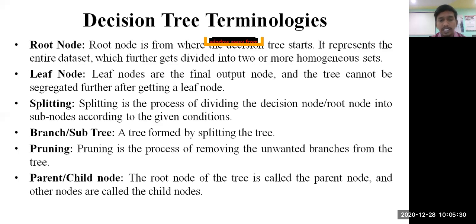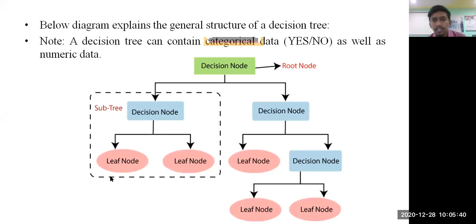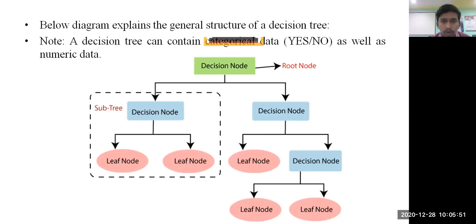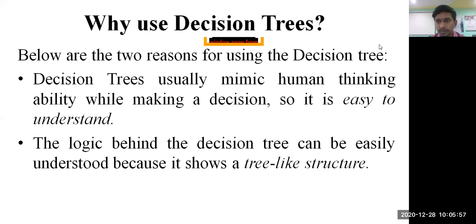The last one is the child node. The root node of the tree is called the parent node, and the other nodes are called the child nodes. Here you can see the top one is called the parent, that is the root node, and the remaining are called the child nodes. That's the terminology about the decision tree. How this can be done, we will see in the next slides.